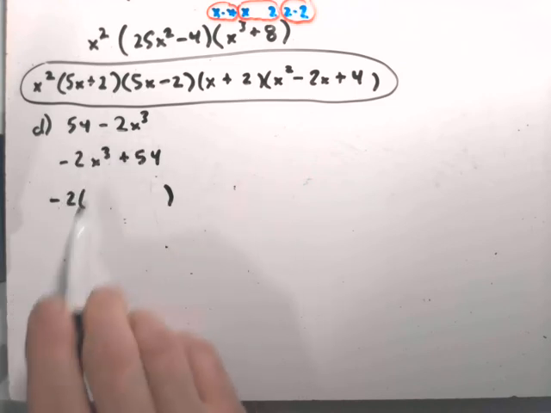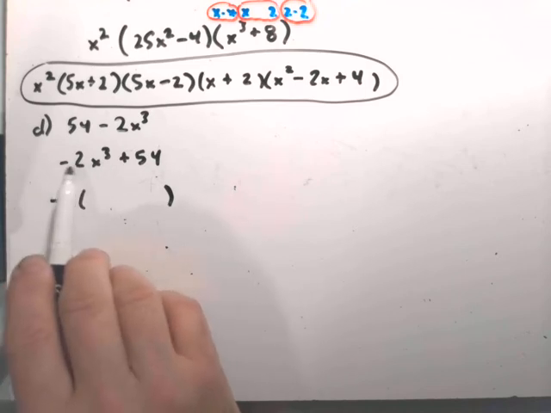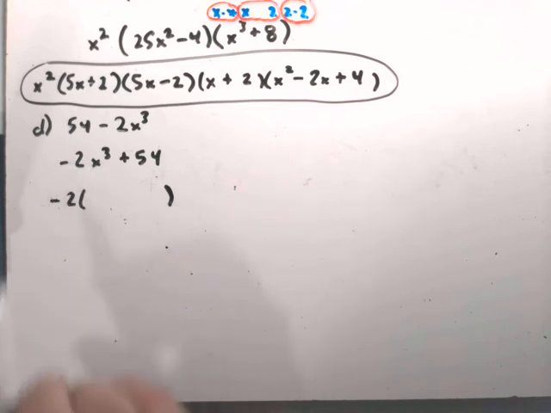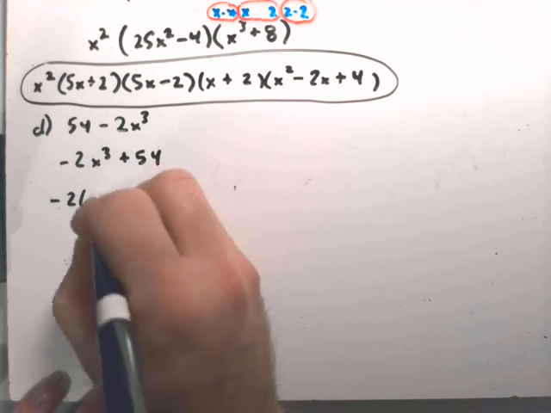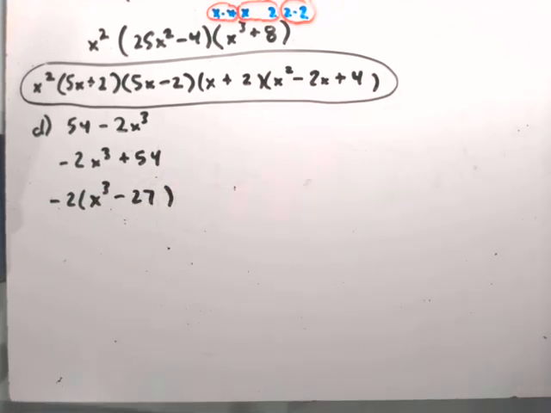So when you're going through and doing a greatest common factor, even as your first step, most of the time it'll be positive, but if your leading term, once it's in standard form, is negative, you want to pull out a negative greatest common factor. When you pull that negative 2 out, then we want to see if what's in the parentheses factors.